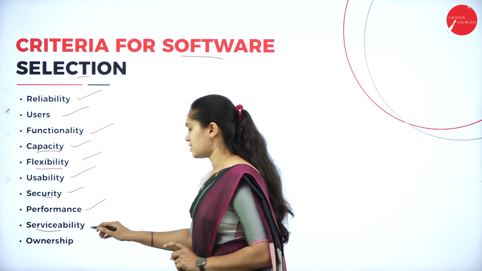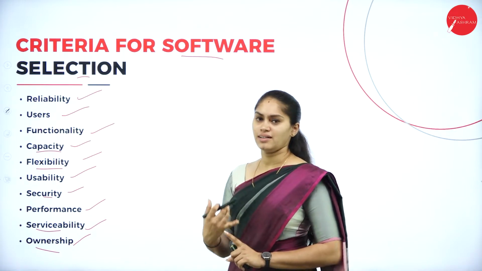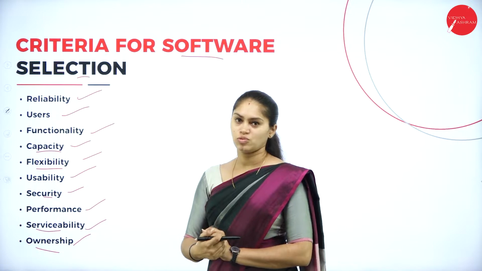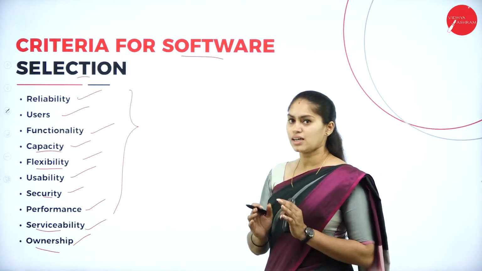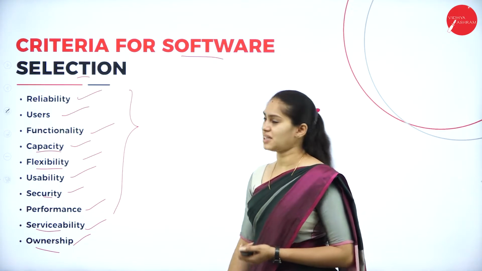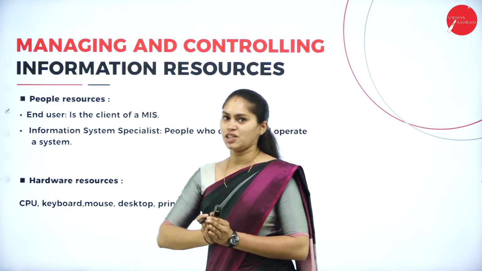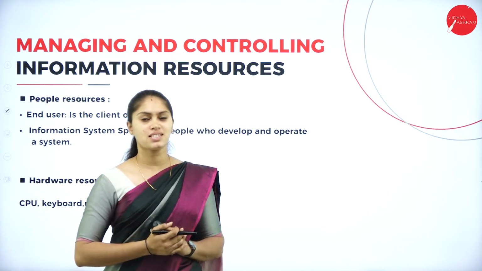Then we have serviceability and then ownership. So whether it is a rental or a lease, or if it is a purchased version. These are the factors we are supposed to think about, or the criteria we have to consider while purchasing or selecting this software for the information system. This is related to the management and selection of the hardware as well as the software.